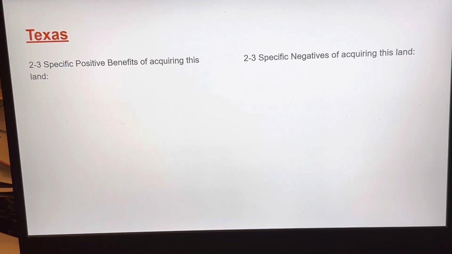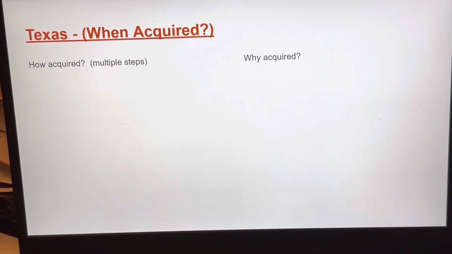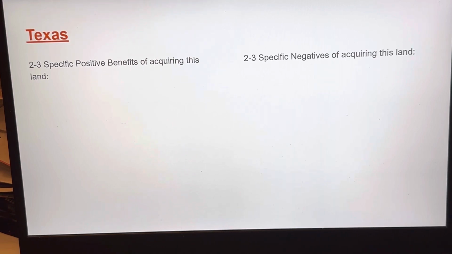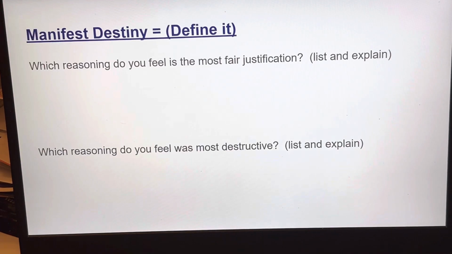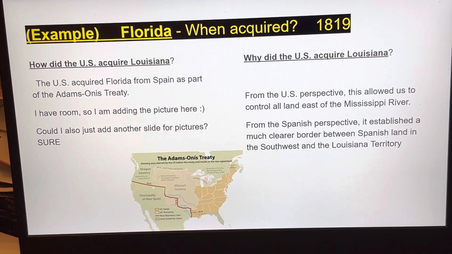Now, let's say you're doing Texas and you put all this information, you're like, I can't fit in a picture, Mr. Matheson. Then just add another slide behind it or something like that. I'll understand where you're going. So the biggest thing is use your resources for the how and the why. Let me go back. Use your resources for this stuff.